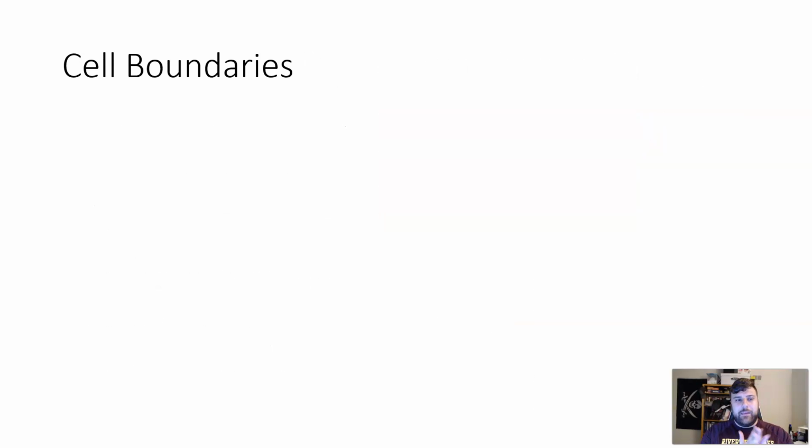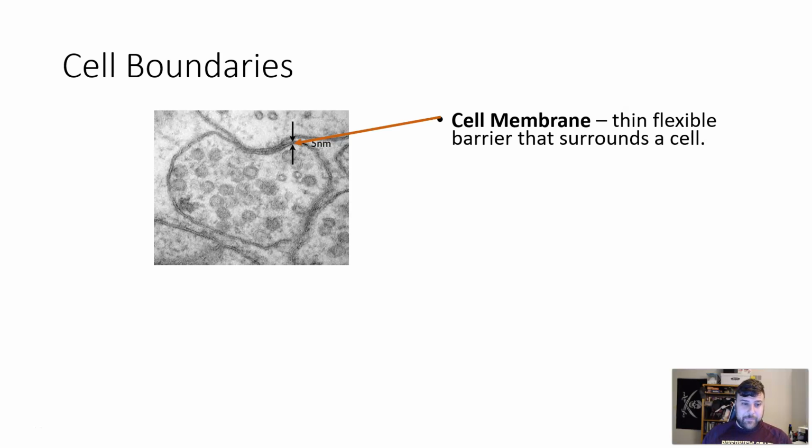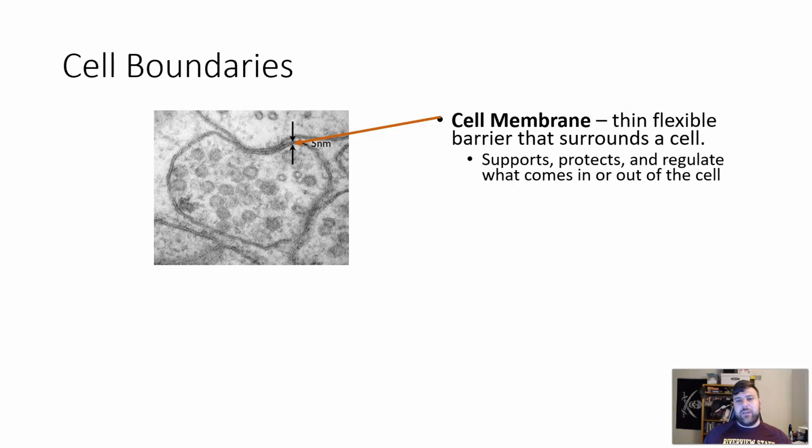The last set is the two types of cell boundaries. The first is the cell membrane. The cell membrane is a thin, flexible barrier that surrounds the cell. Now, the same thing as I mentioned previously, I'm not going to go too far into this because actually the next lesson that we do is going to be focused on the cell membrane and what it does. The cell membrane, it can be seen here, is just the outer boundary of the cell. And its job is to support, protect, and regulate what comes in or goes out of the cell.